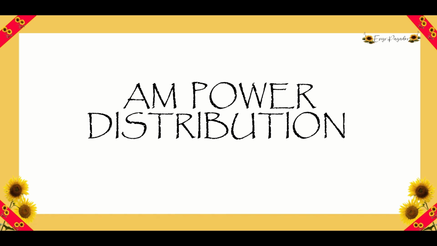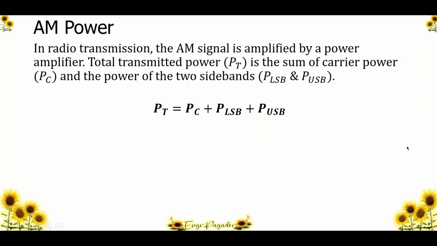In this video, we will be talking about AM power distribution. In radio transmission, the AM signal is amplified by a power amplifier. Total transmitted power, denoted as P sub T, is the sum of the carrier power, P sub C, and the power of the two sidebands, denoted as P LSB for the power of the lower sideband and P USB, the power of the upper sideband.